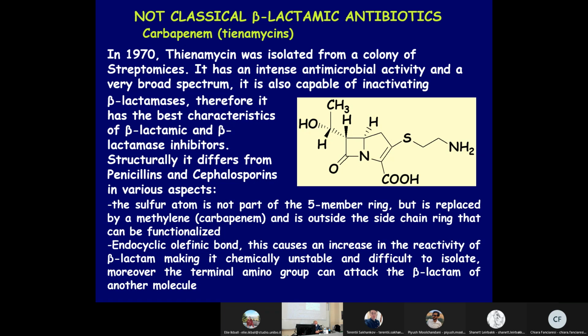We have seen the 2 classical groups of beta-lactam. And now we'll see non-classical beta-lactam antibiotics.